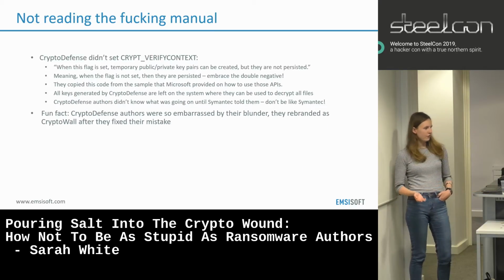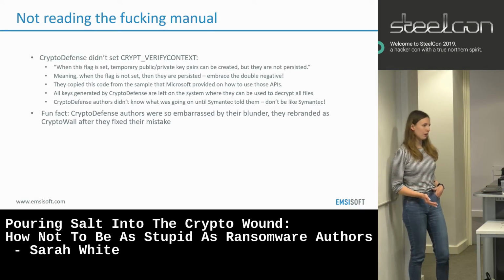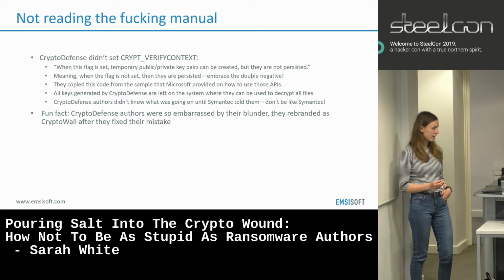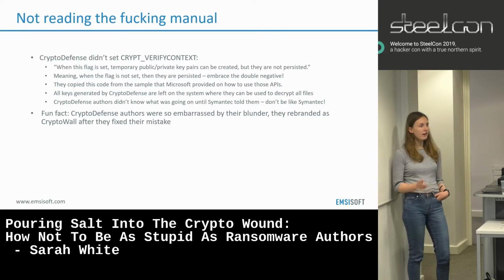So Crypto Defense copied the code for the Microsoft example that they have on their website. In this case, the example didn't have the crypt verify context flag set. Reading from the documentation, this means that when this flag is set, the temporary public and private key pairs can be created, but they are not persisted. So if the flag is not set, they are actually persisted and then saved on the system.